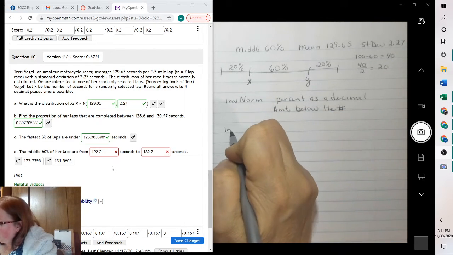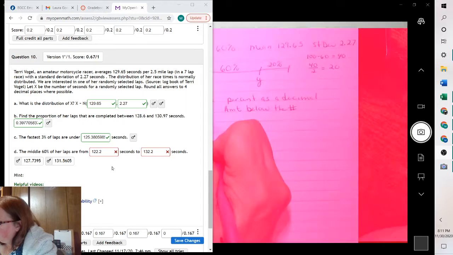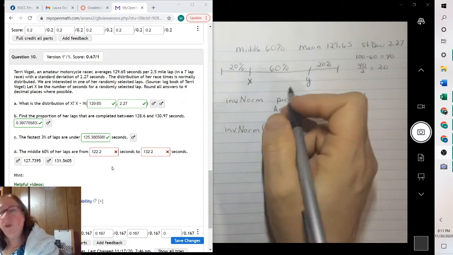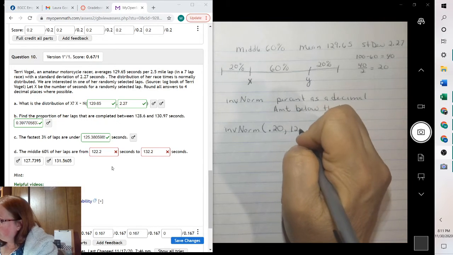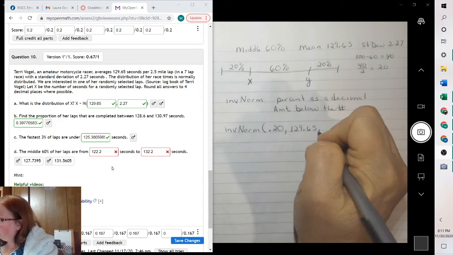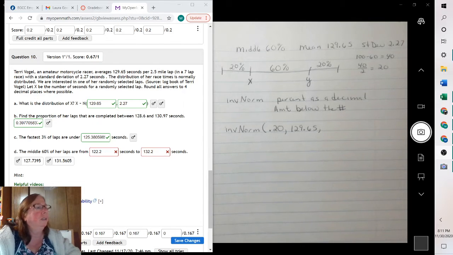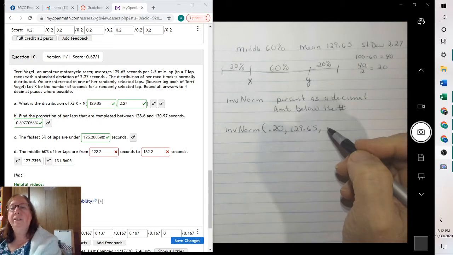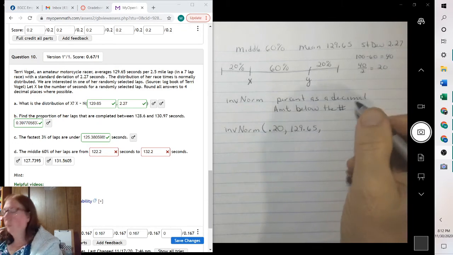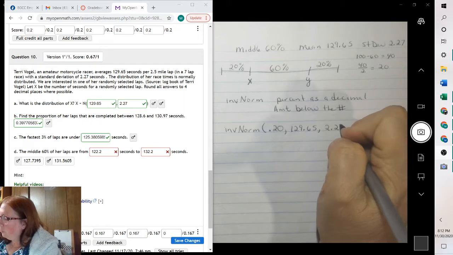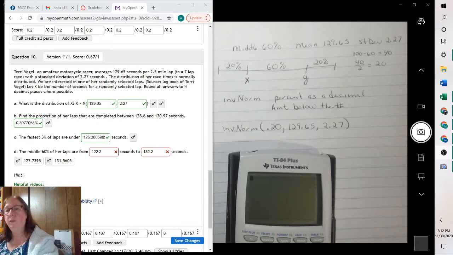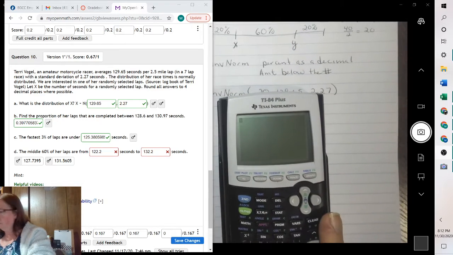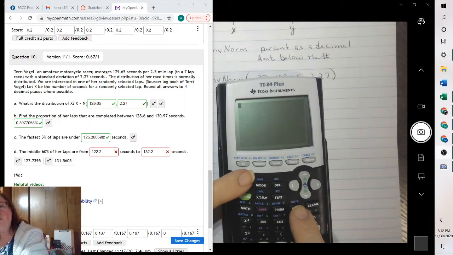So it would use the inverse norm. And then the amount below it would be 0.20. And then your mean. And then your standard deviation. So you put the mean and the standard deviation. And the standard deviation for this one was 2.27.